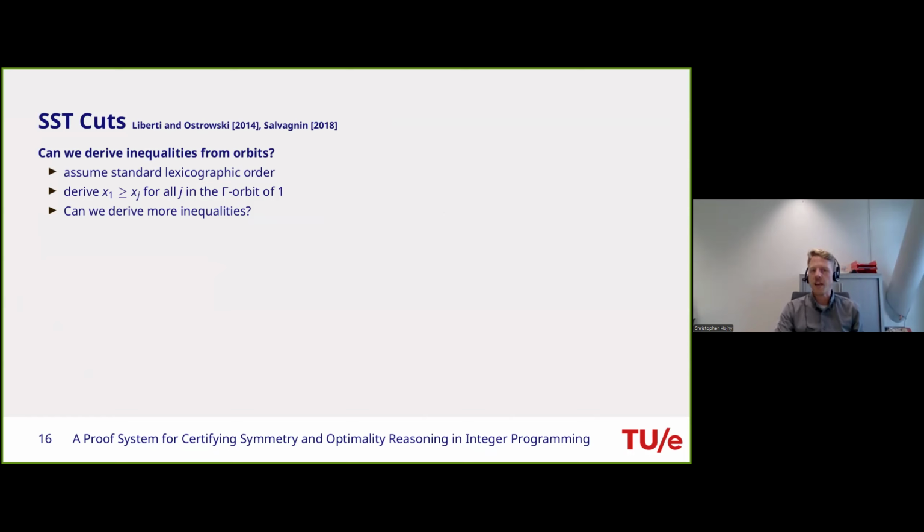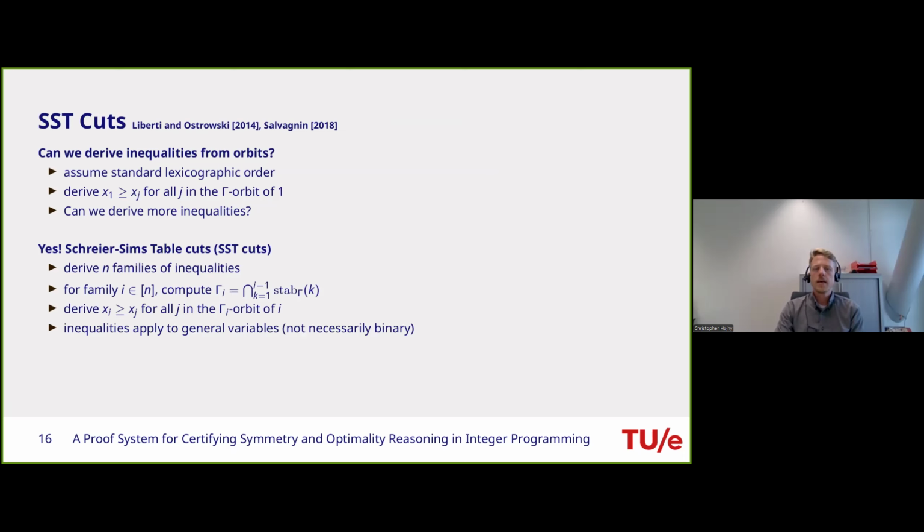This is a standard inequality that is used in the mixed integer programming literature, but it's relatively weak because it only considers the variables of the orbit of x1. One can generalize this to further orbits if one replaces the group gamma by a suitable stabilizer subgroup of the entire group.